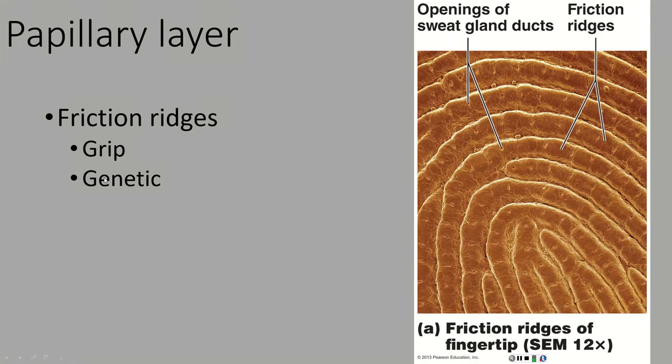And the pattern seems to be genetic. Now, unless you have an identical twin, no one else on the planet has the same pattern of fingerprints as you. But they are genetic in that people that you are closely related to will have similar fingerprints. So the closer you are related to someone, the more similar your fingerprints are, but they will not be the exact same unless you have an identical twin.